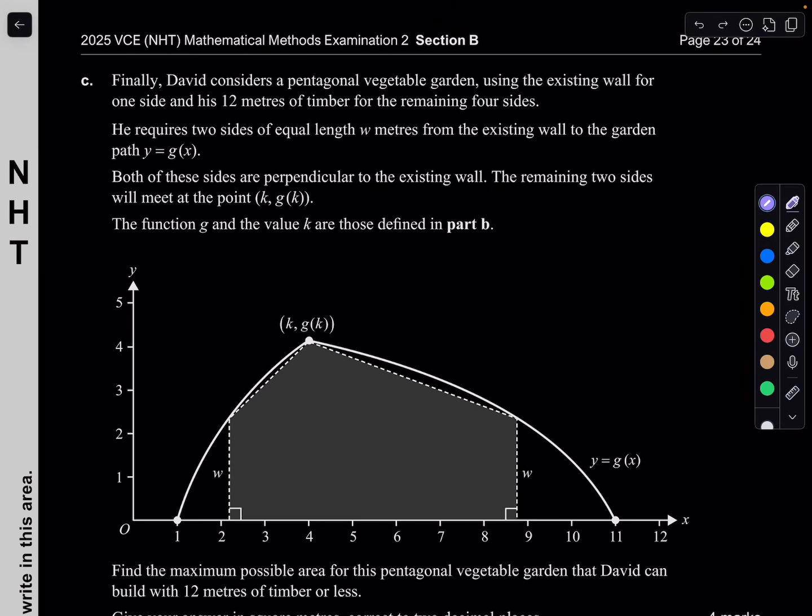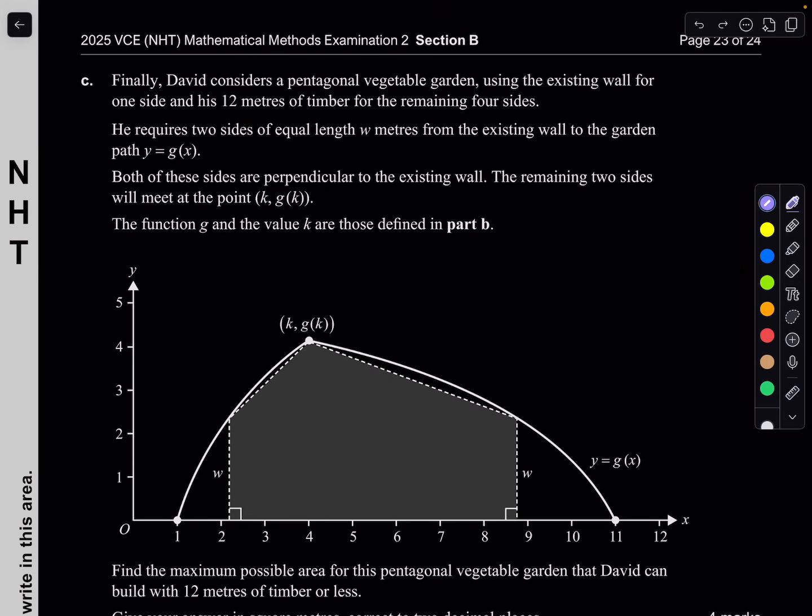Okay, for the remaining 4 sides, he requires 2 sides of equal length W from the existing walls on the garden, G of X. Both of these sides are perpendicular to the existing wall. The remaining 2 sides will meet at this point. Okay, makes sense. The function G and the value of K are still defined from those of part B.